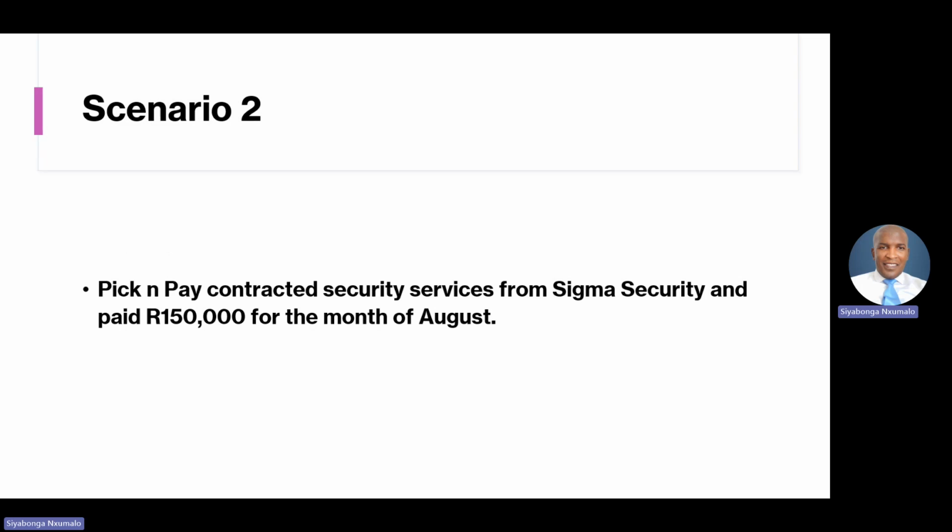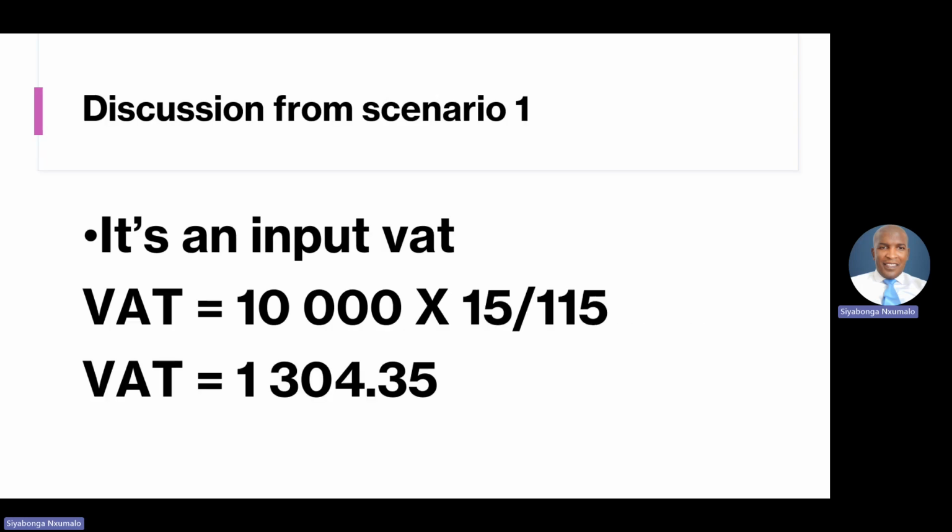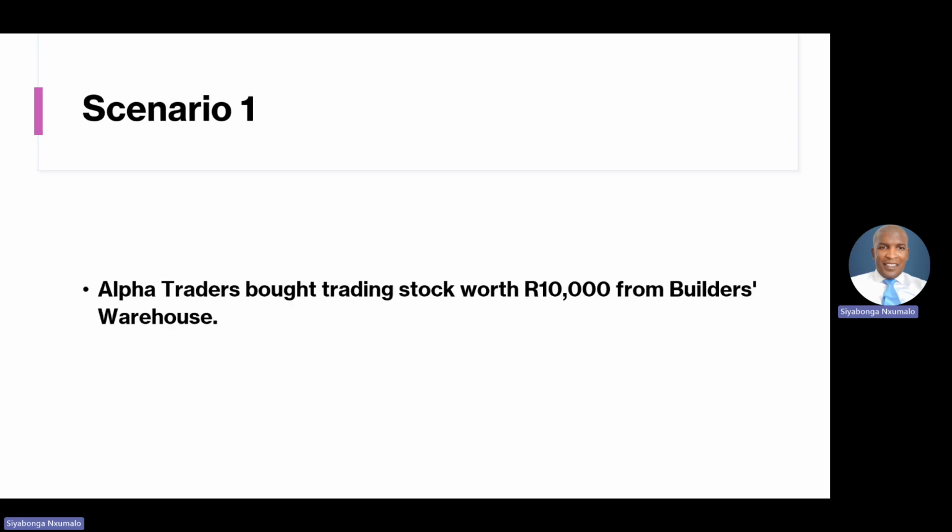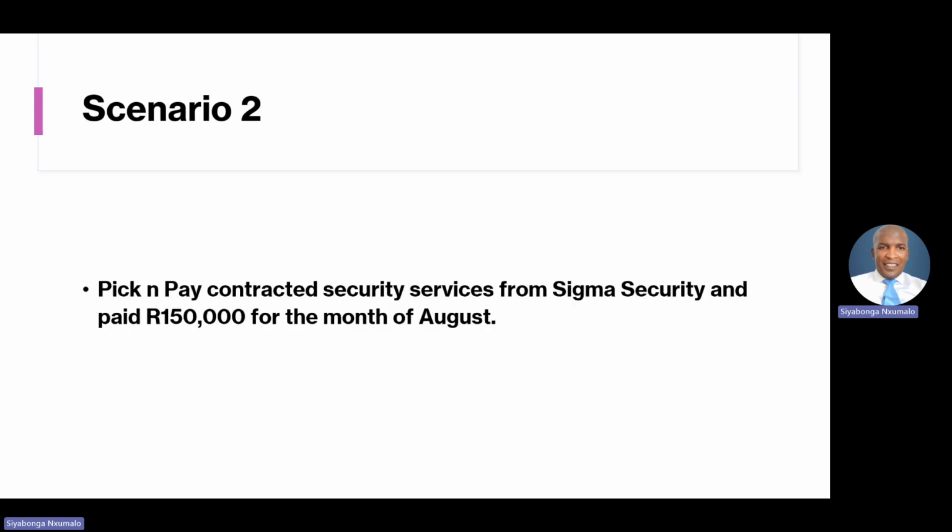So again, like I said earlier, it does not necessarily have to be a physical thing that you bought. In this case, it was security services. The guys are standing there by the gate or by the door and looking after the shop. So how is this different from the previous one? Here it was physical stock, stock that you can see. But here, they bought a service from Sigma Security, right? It's still an input. These scenarios are different and you have to understand them and see the differences between them.